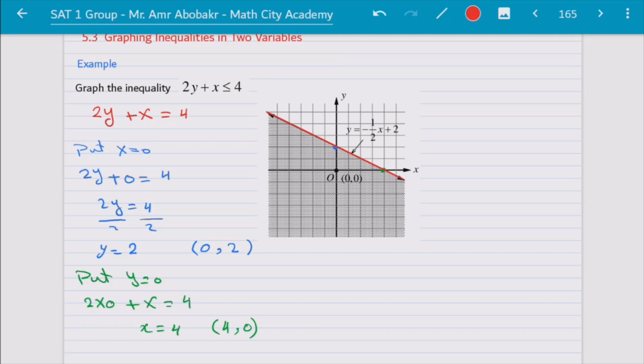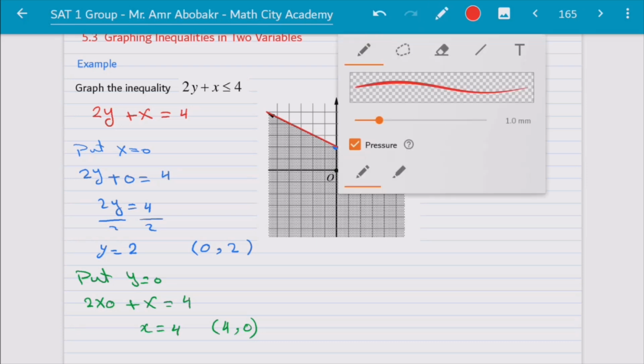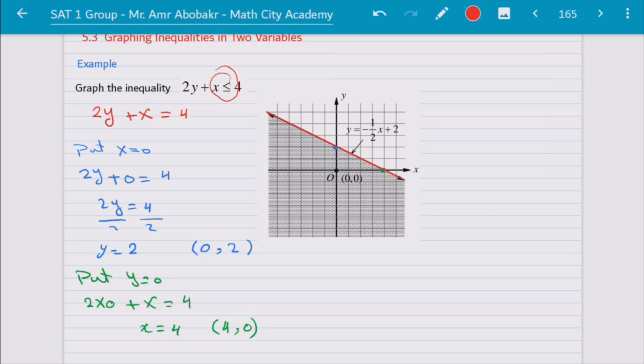How can we determine the area? The sign here is smaller than or equal to. So in this line, we will shade or color the area that is down to the line. This is the line and this is the area down to the line.